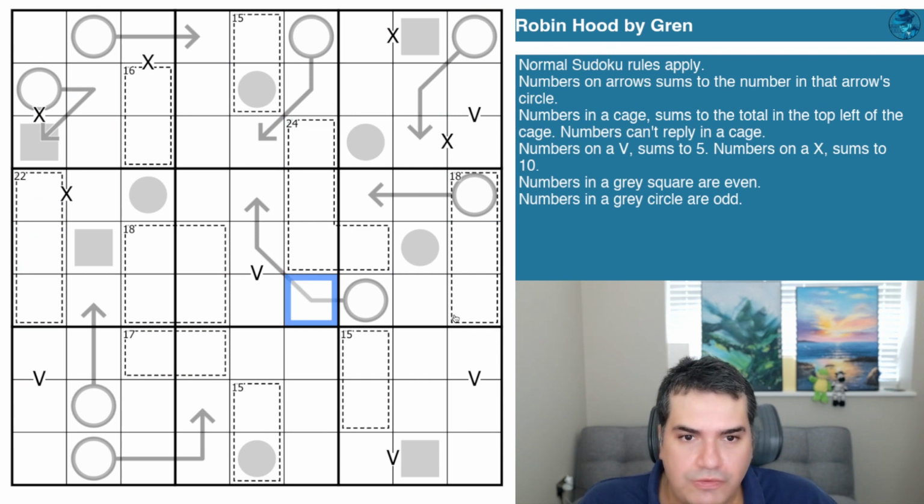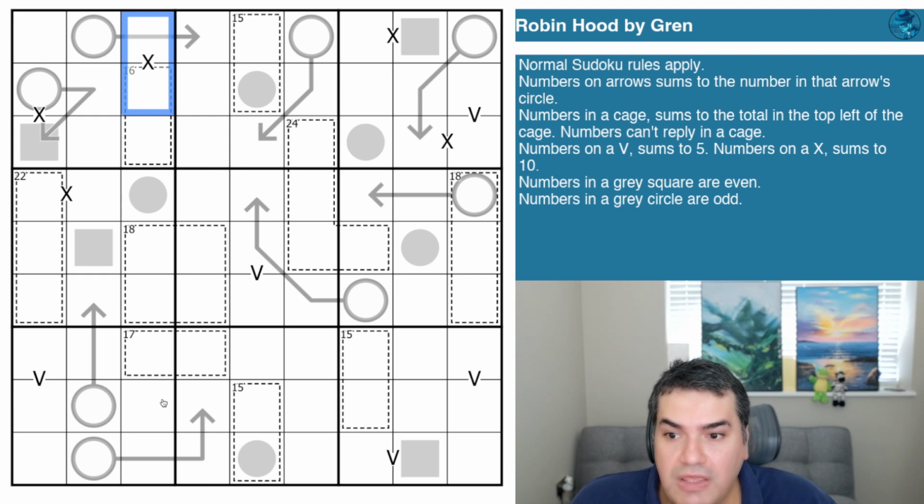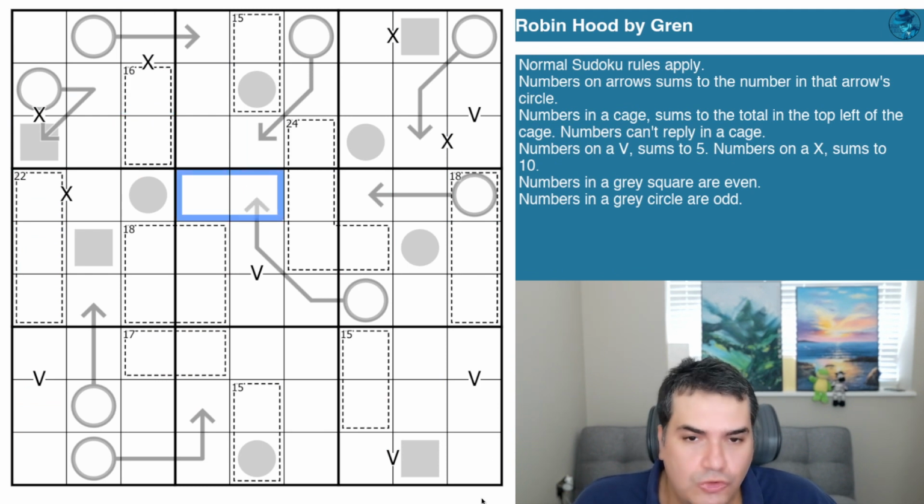Numbers on a V sum to 5, such as these. So these two cells sum up to 5, and numbers on an X sum to 10. It doesn't say in the rules whether they are all given or not. Normally when the rule sets are not explicit about negative constraints applying, I assume they don't. So there may be other cells in the grid, for example these two, that do add up to 5. It just doesn't have to have a V between them.